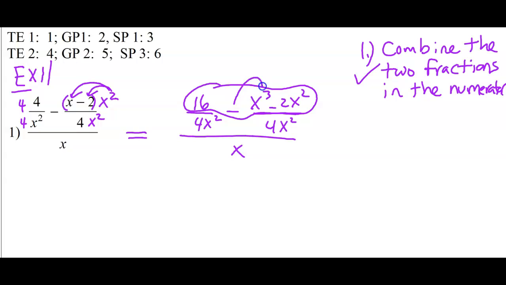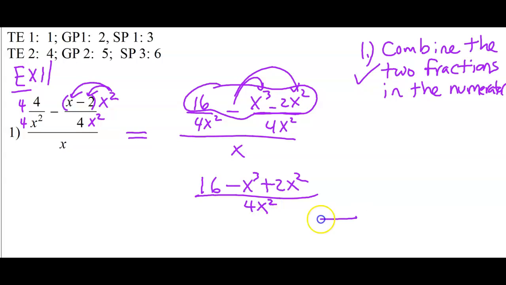And before I do, we want to remember to distribute the negative here. So that's going to become the following. 16 minus x cubed and what? Plus 2x squared. Do we write that in that order, or can we write it in reverse? Either way. So all I've done is I've combined the two fractions in the numerator so far. That's all I've done. So that's not our final answer.